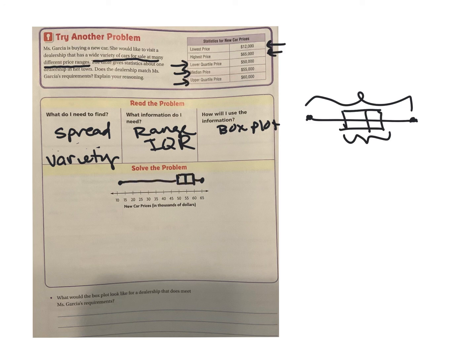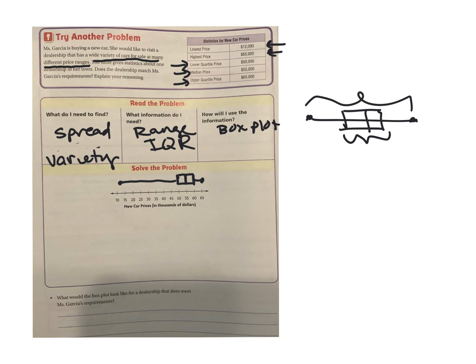Now, take a look at that and put into that context what you know about interquartile ranges and range. Do they have the variety based on the range? It appears so. But when you look at this interquartile range, the majority of the cars that they have on their lot are at this price range. That's the majority of them. This is an outlier way down here.